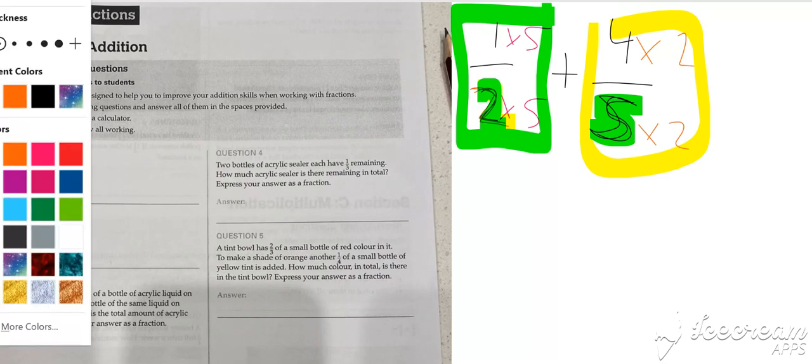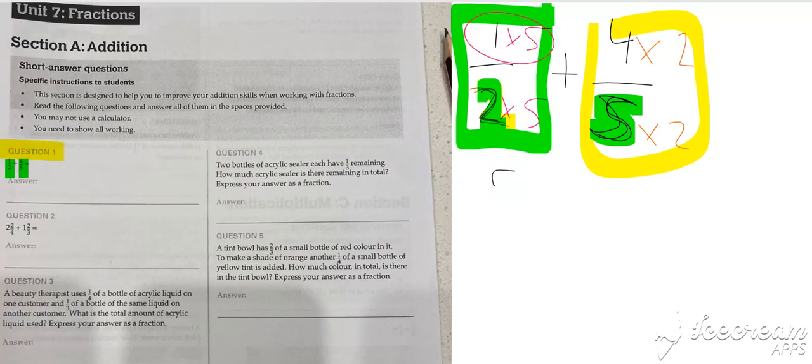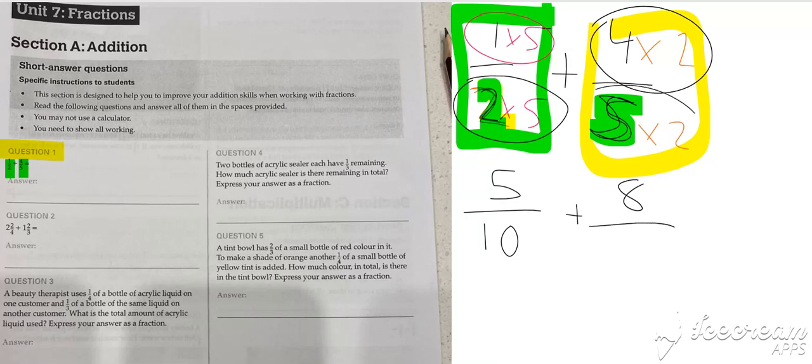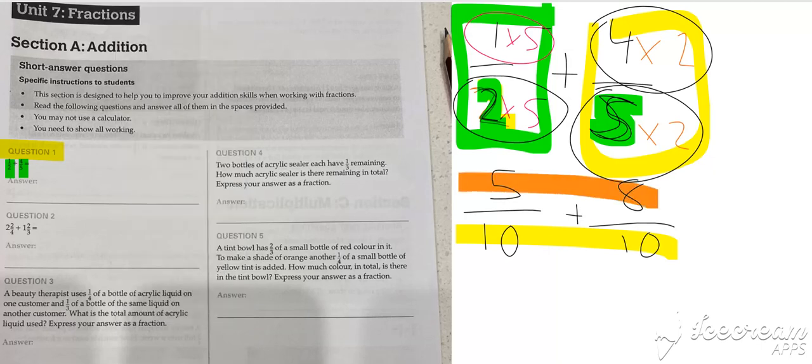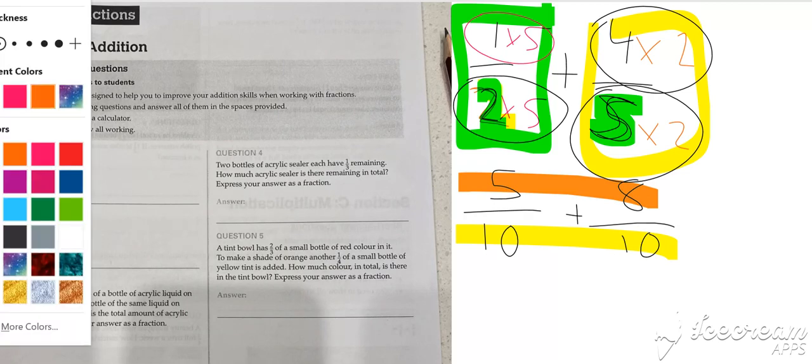So we've got 1 times 5 is 5, and 2 times 5 is 10, plus 4 times 2 is 8, and 5 times 2 is 10. Now what's really nice is that we have the same bases on the bottom now, which means that we can do the addition on the top. So we're going to add 5 plus 8, which is 13, and then on the bottom we're going to keep the base the same. It doesn't change. So we've now got 13 over 10.